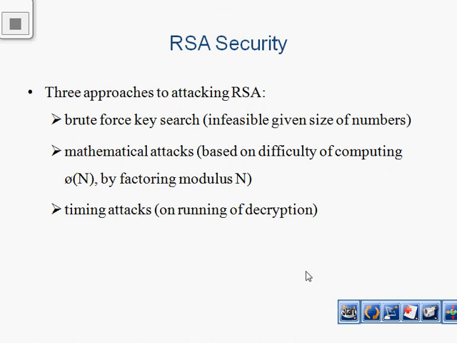Then security. There are three approaches to attacking RSA, three ways to attack this algorithm. One is brute force key search, which means trying all possible ways to find the prime numbers. Next, mathematical attacks, which are used to calculate the prime factors of the product. Then timing attacks, which are based on the running time of the decryption algorithm, where the attacker measures delays in the running of the decryption algorithm. These are the three approaches for attacking RSA.